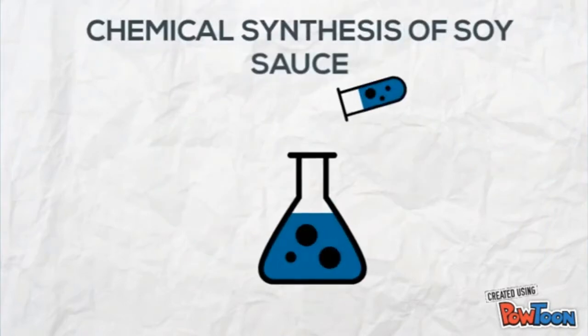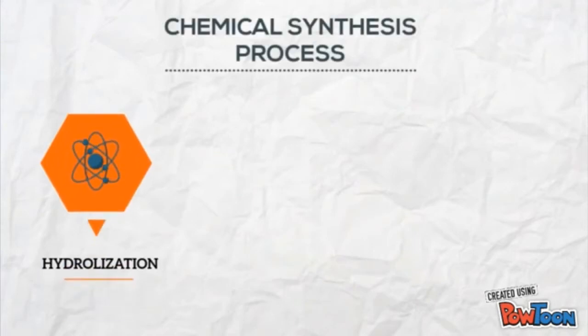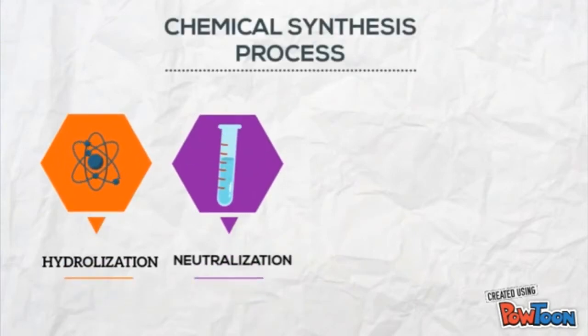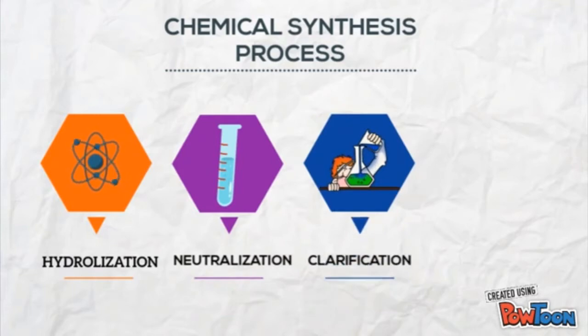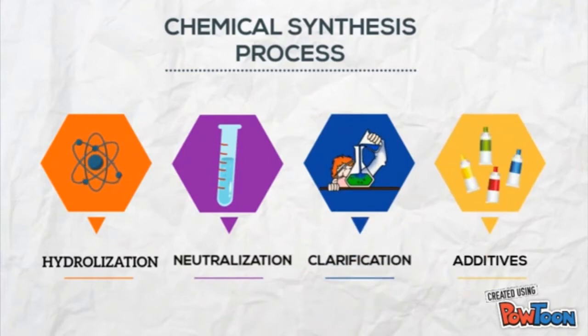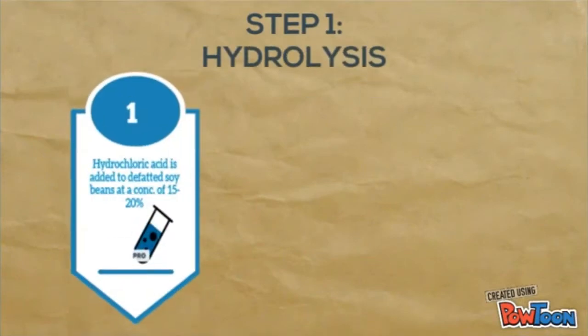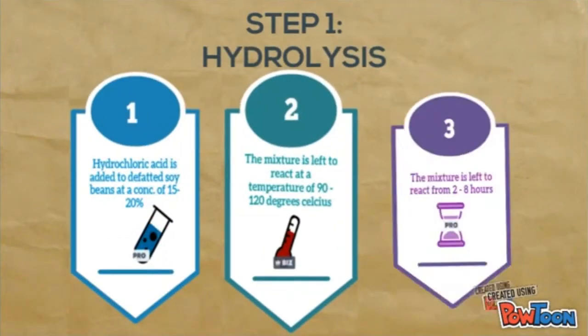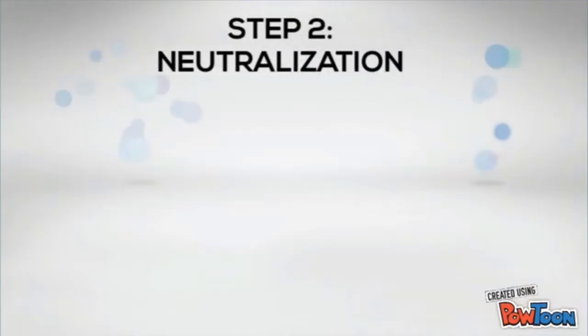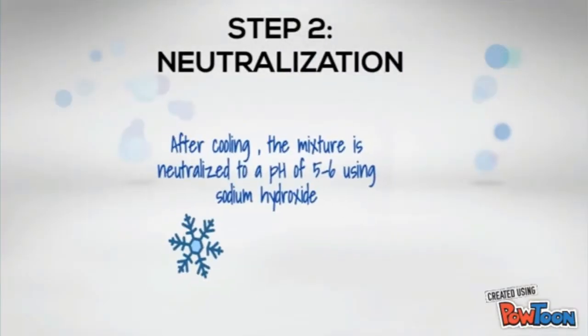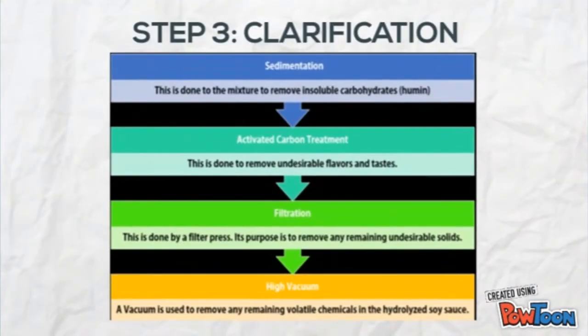Soy sauce can be synthesized chemically. The process includes hydrolyzation, neutralization, clarification, and additive. Step 1. Hydrolysis. Step 2. Neutralization. Step 3. Clarification.